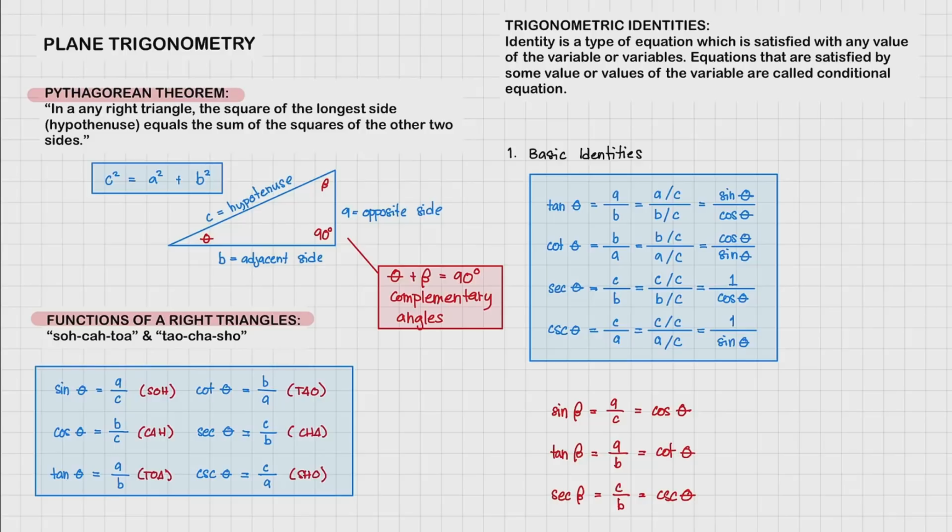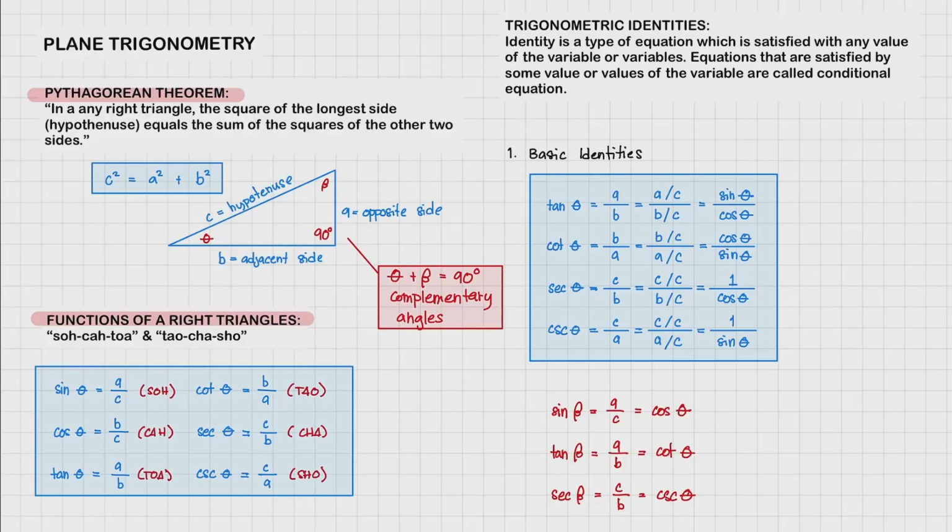So, let's start first with your sine theta or SO. SO stands for sine, opposite over hypotenuse. So, sine theta is opposite A over hypotenuse C, so you have A over C. Then we have cosine theta, which is adjacent over hypotenuse, so B over hypotenuse C. And then we have tangent theta, which is TOA, that is opposite over adjacent, so A over B.